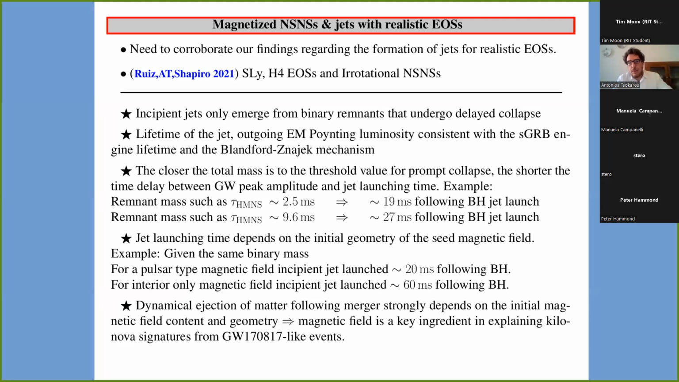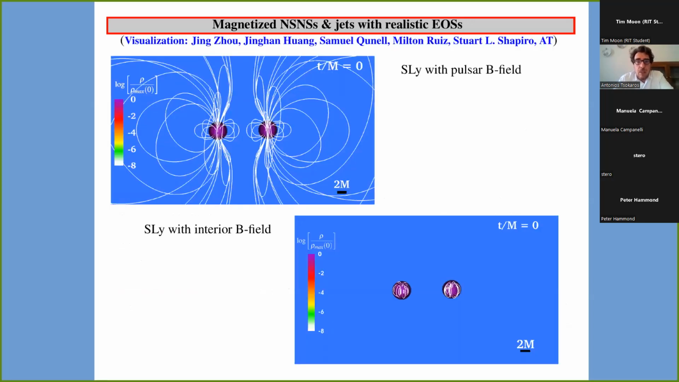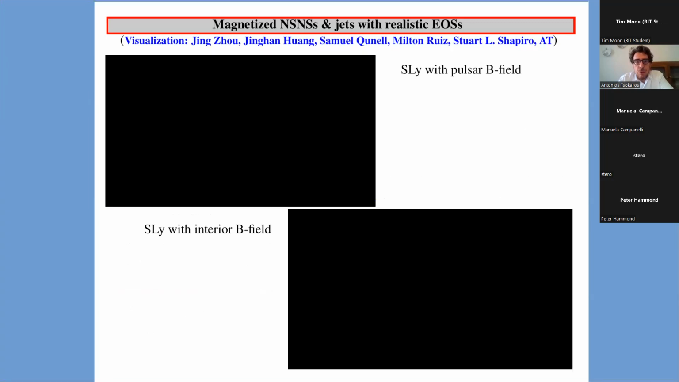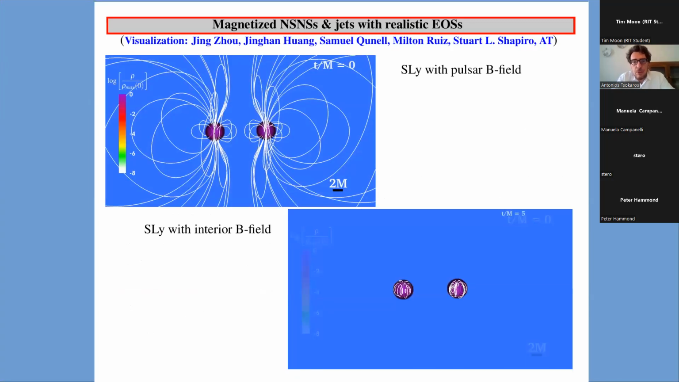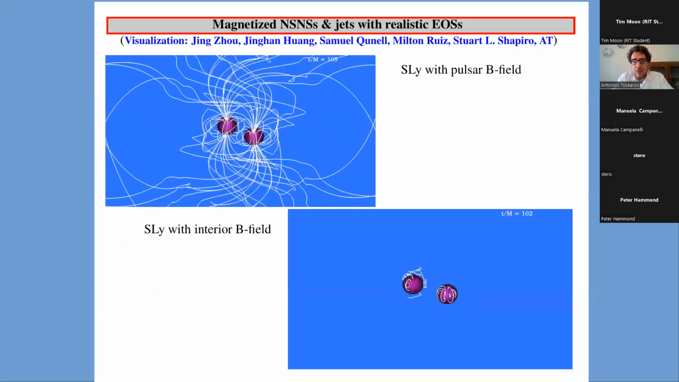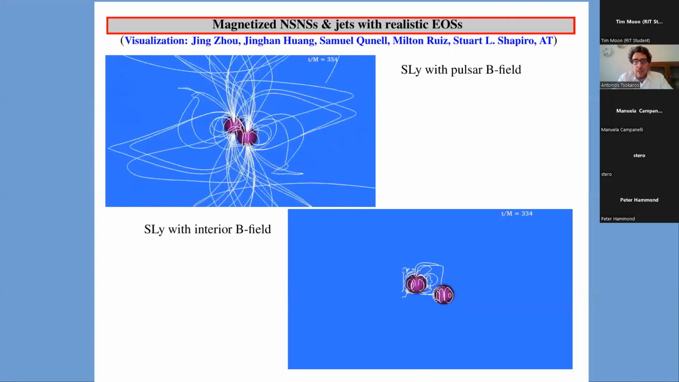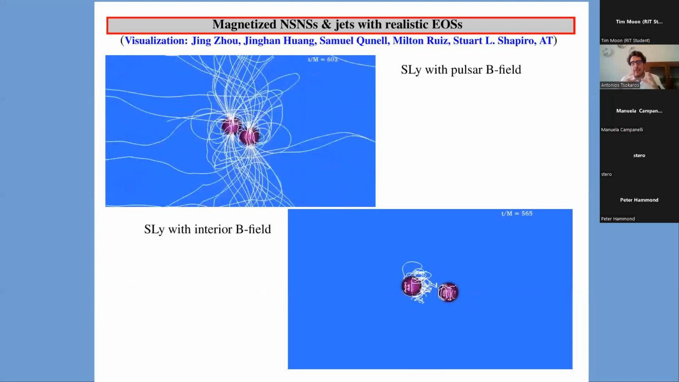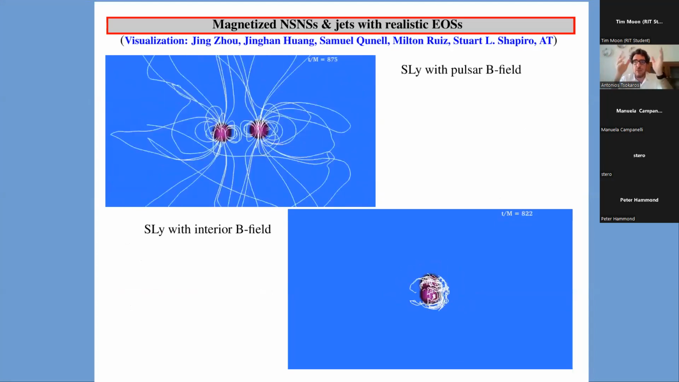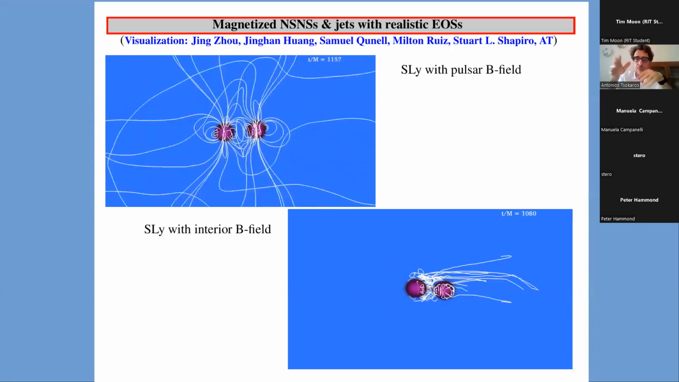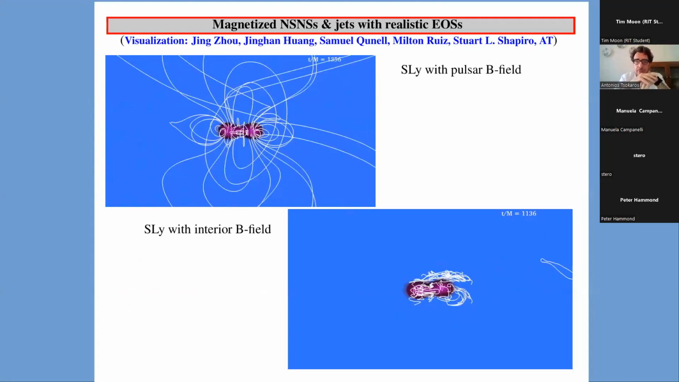Finally, for the ejection of matter, it depends again on the magnetic field, as with the studies with simple polytropes. So here I'm going to show you very quickly two representative movies with the SLY equation of state. On the top, we have a case where the magnetic field extends to the exterior, while in the bottom it's only inside the interior.